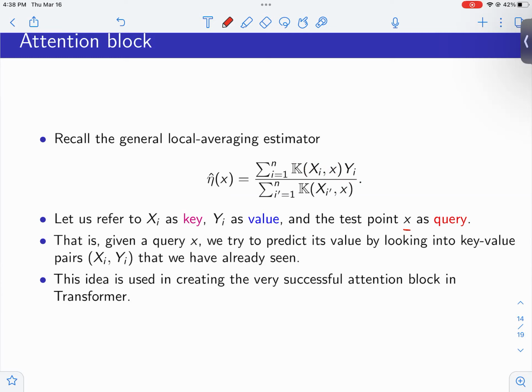In the transformer literature, let's call the xi key and yi's value. They think of it as a database of information. So if I have the key, I'm going to look up the value, which is the response. And for this as a query, the query comes in, you match it to a key, I compare it to different keys, and then you average the values. That's the language that they're using.